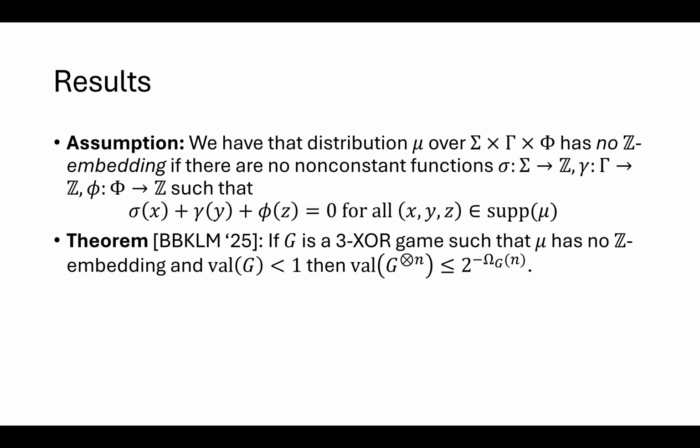The main result of this work is that if G is a 3 XOR game such that mu has no Z embedding and the value of the game is less than 1, then the value of the game decreases exponentially under parallel repetition. This generalizes the result of the GHZ game. One can check that there's no Z embedding and also that the value is less than 1. So this generalizes that result.